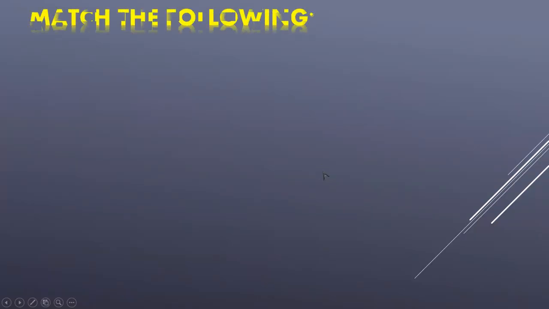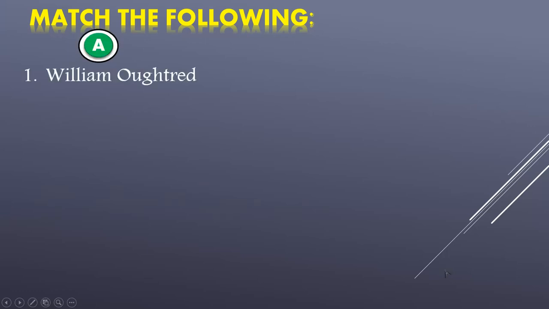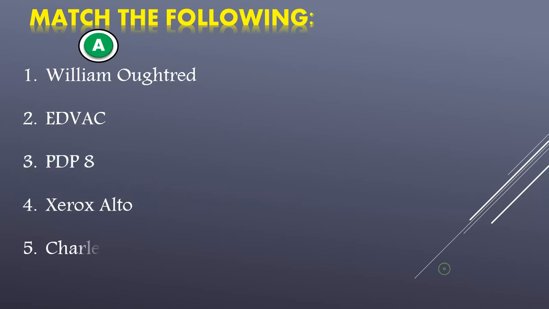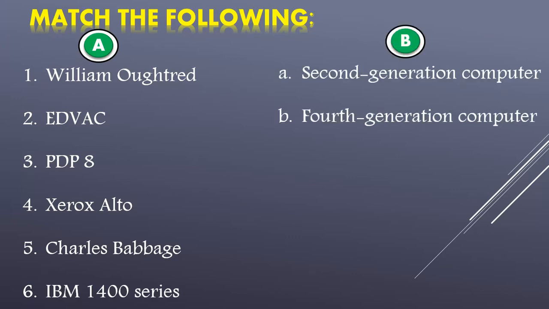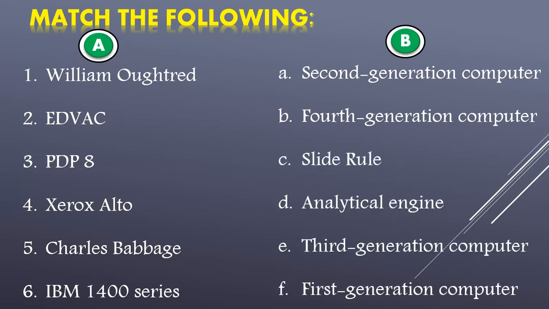Then we come to match the following. This is another type of question. You'll find one side A group, and on the other side B group. You have to match A with B. In A the names are given, William for example, and it is linked with the slide rule.